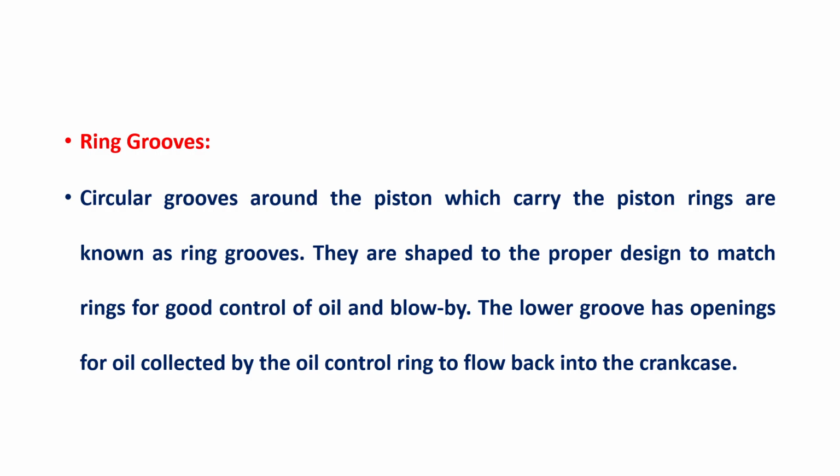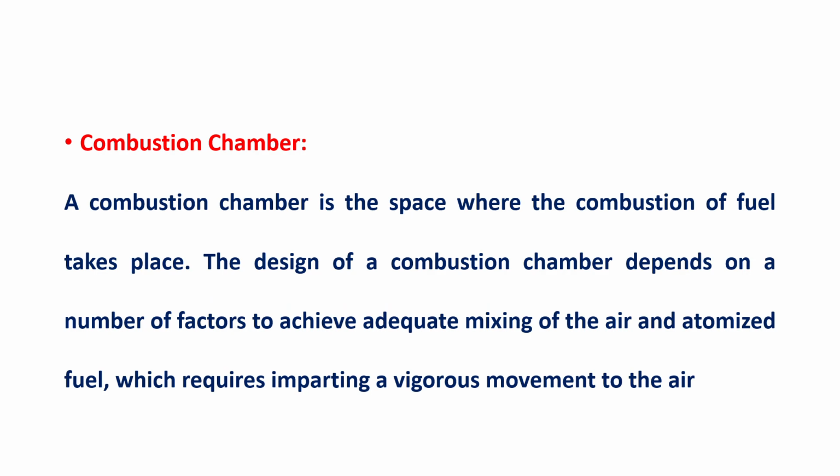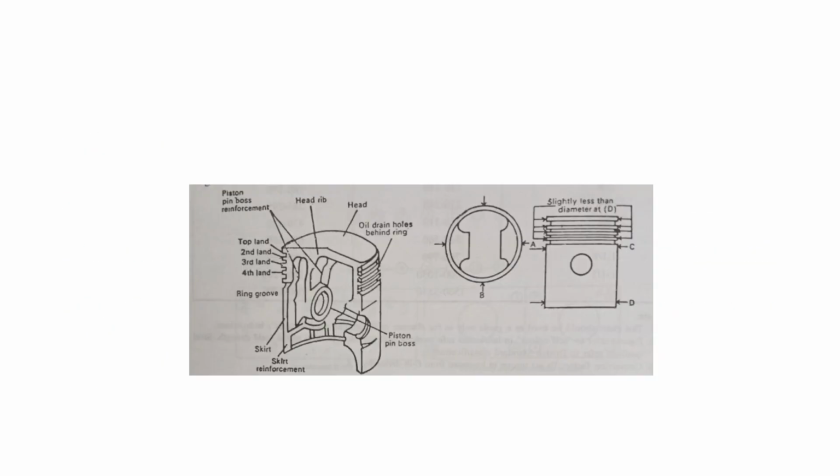Now let us see the ring grooves. You would have seen that ring grooves are provided. The ring grooves are circular grooves placed on the piston. These carry the piston rings, and they are shaped to the proper design for control of oil and everything else. Next, you also have the piston lands, as I said already. This is your piston land. The piston lands are the areas between the ring grooves which hold and support the piston rings in the grooves.